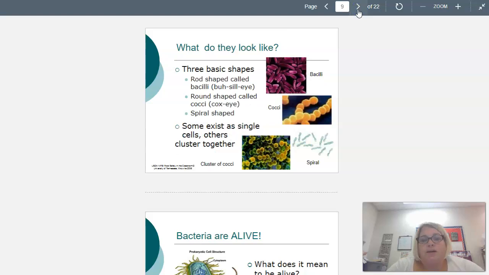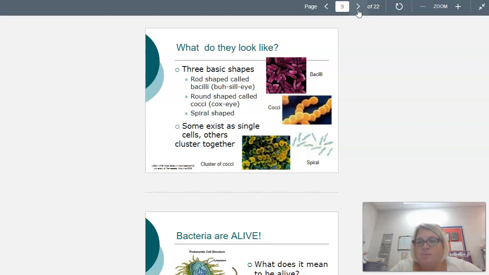When we talk bacteria, there are three basic shapes. There's the rod-shaped called the bacilli, there's the round-shaped called cocci, and then there's the spiral-shaped. If you look at the pictures, bacilli look like, I call them Mike and Ikes, the candy Mike and Ikes, that's what they look like.